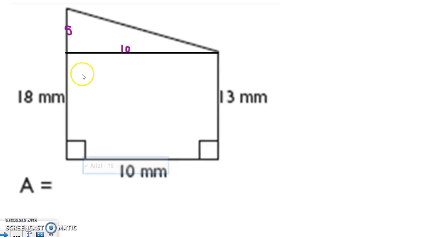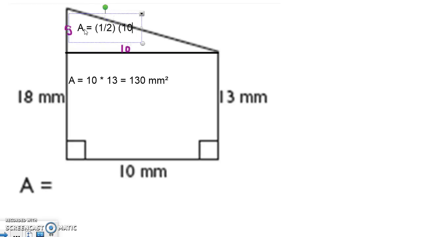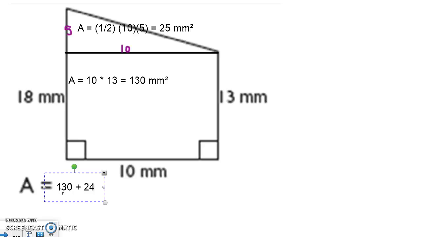So now I have enough information to figure out the area of this composite shape. If I find the area of this rectangle, we do base times height, so 10 times 13, which is 130 millimeters squared. To find the area of this triangle, I do half the base, which is 10, times the height, which is 5, and I get that the area of the triangle is 25 millimeters squared. So the total area would be the 130 plus 25, which makes it 155 millimeters squared.